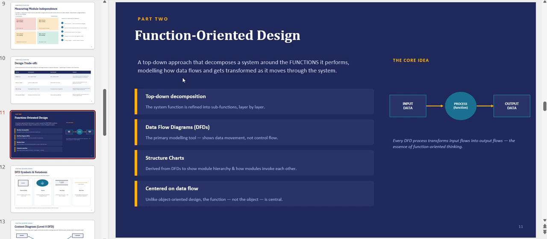Top-down decomposition: the system function is refined into sub-functions, layer by layer. Data flow diagram: the primary modeling tool, it shows data movement, not control flow. Structure charts: derived from the DFD, they show module hierarchy and how modules invoke each other. The design is centered on data flow. Unlike object-oriented design, the function, not the object, is central.